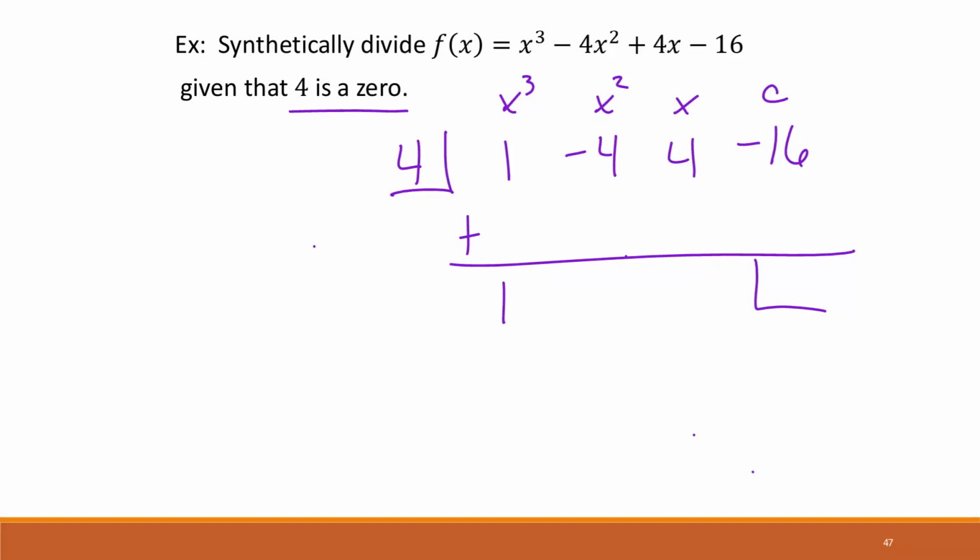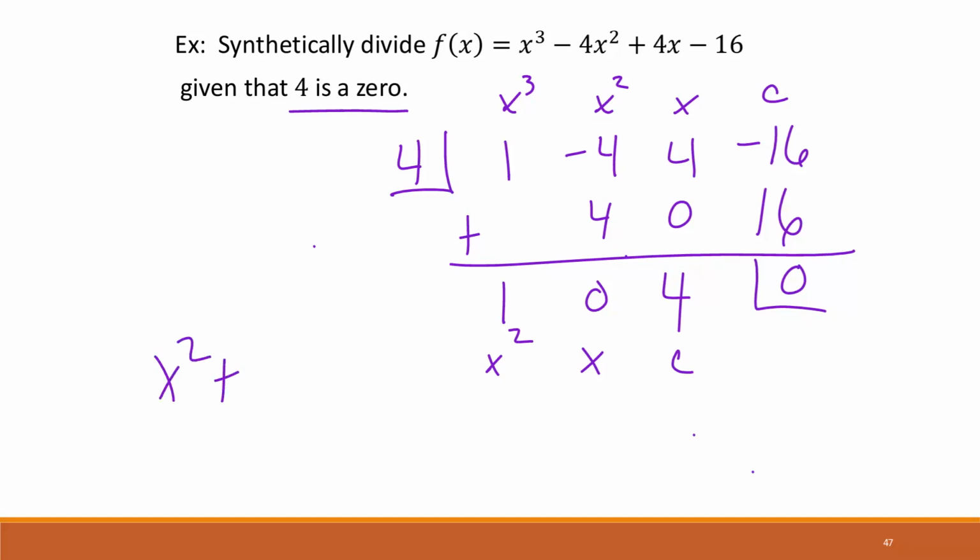So same thing, 1 times 4 is 4. Negative 4 plus 4 is 0. 0 times 4 is 0. 4 plus 0 is 4. 4 times 4 is 16. Negative 16 plus 16 is 0. So this is now our squared term, our x term, and our constant term. So our solution here is simply x squared plus 4.